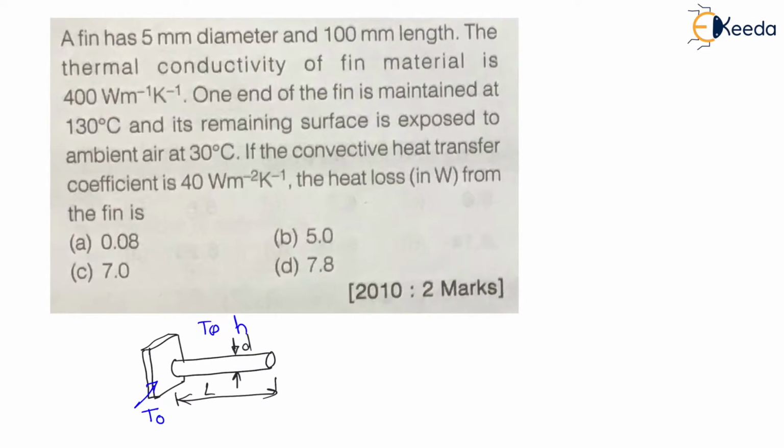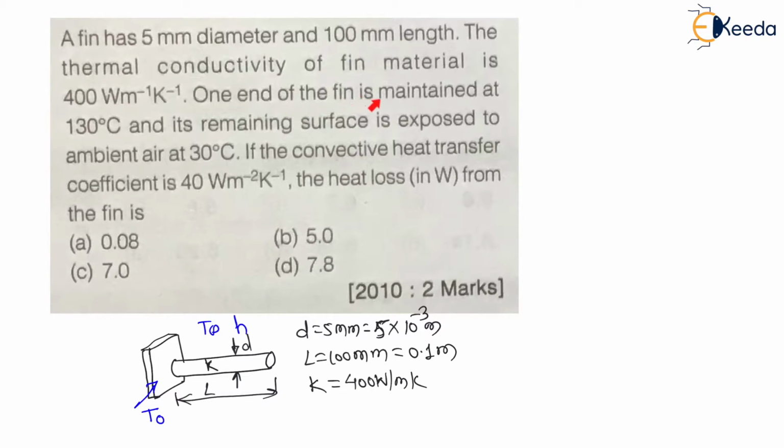Now, my dear students, for this pin fin, 5 mm diameter is given and 100 mm length is given. Therefore, diameter is equal to 5 mm, which is nothing but 5 into 10 to the power minus 3 meter. Length is given 100 mm, which is nothing but 0.1 meter. Then the thermal conductivity of fin material is 400 watt per meter Kelvin. This fin material will be having thermal conductivity K, which is given 400 watt per meter Kelvin.